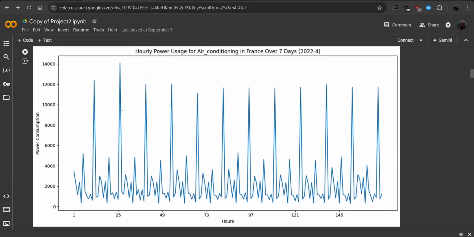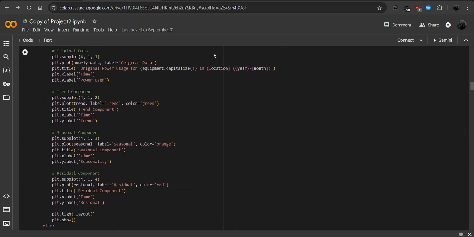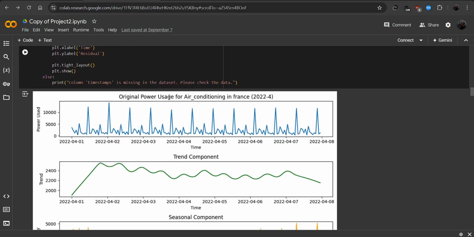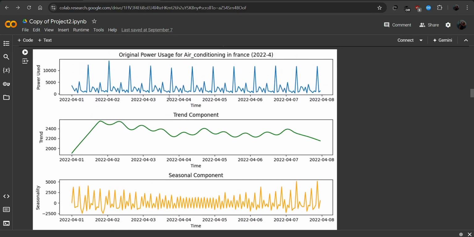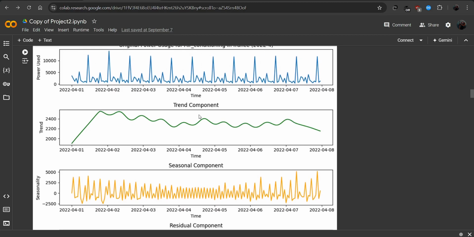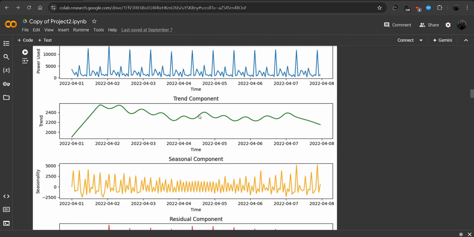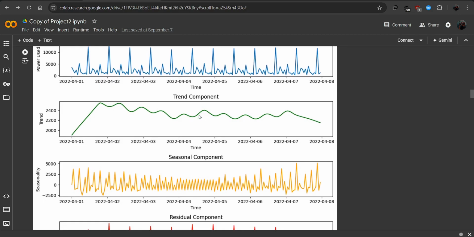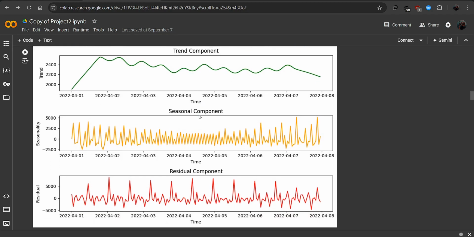This is, as you can see in this screen, a graph for power consumption versus hours over 7 days over a location, France, and for equipment air conditioner. I visualize these components, namely trend, residual, and seasonal, for the power usage of air conditioning in France for the month of April. This decomposition helps reveal hidden patterns that are essential for effective forecasting.